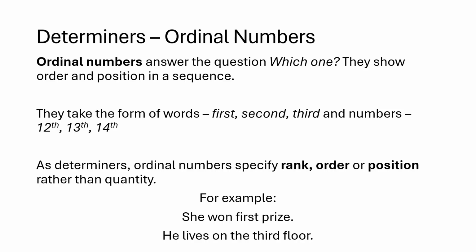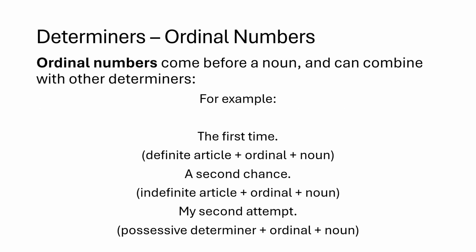As determiners, ordinal numbers specify rank, order, or position rather than quantity. For example, she won first prize. He lives on the 3rd floor. Ordinal numbers come before a noun and can combine with other determiners.